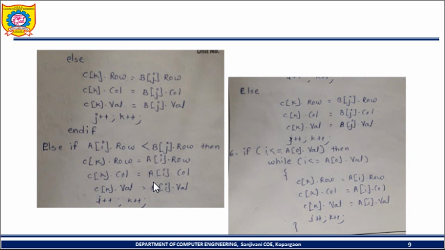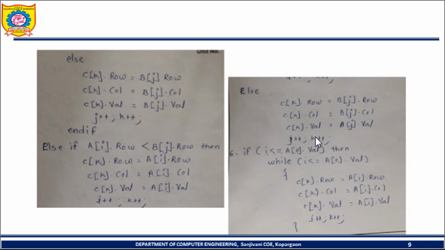If this is not the case, then the last case is that B's row is less than A's row for the particular i and jth index. Then we copy the B matrix row, column, value into the resultant matrix row, column, value, and increment j and k.